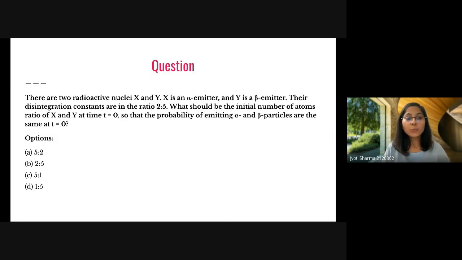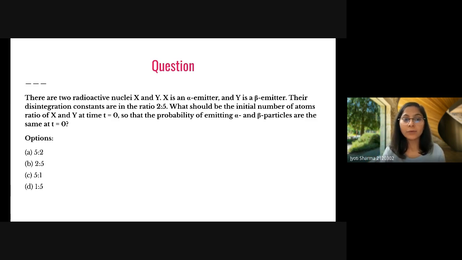Now you have two radioactive nuclei, X and Y, and here X is an alpha emitter and Y is a beta emitter. Alpha emitter means it is giving you helium, right? So helium has atomic number 2 and atomic mass 4. So if X is giving you, let's say, product A, so this A will have atomic number decreased by 2 and atomic mass decreased by 4.